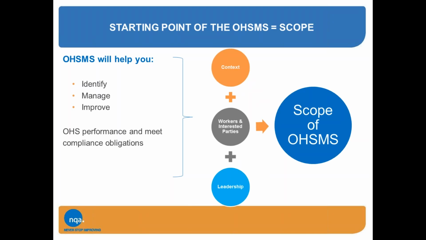So the scope is built up by the context, the understanding and awareness of the interested parties, and the leadership requirements, what the organisation itself needs, what it wants to do, what it wants to be, what it wants to achieve. That should all be considered prior to determining the scope of the management system.